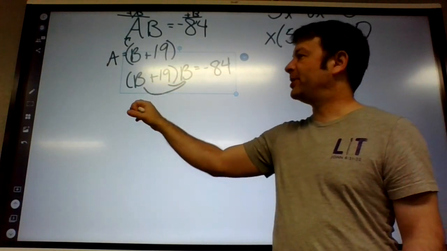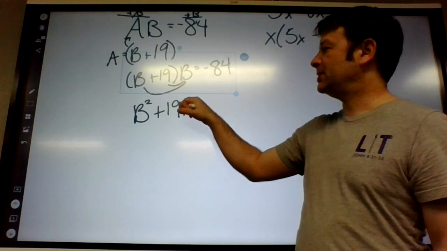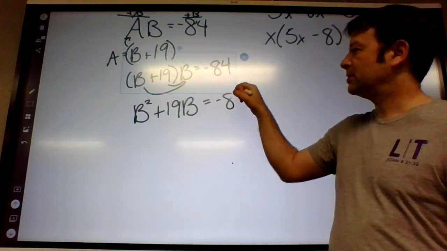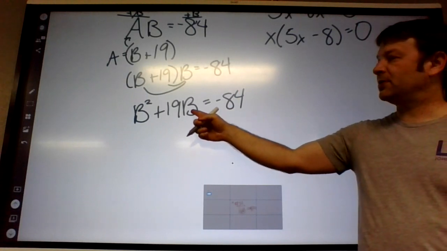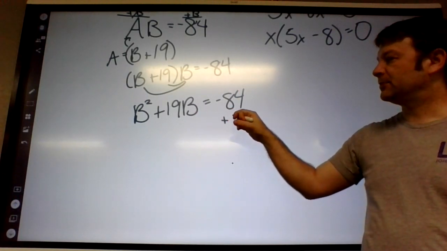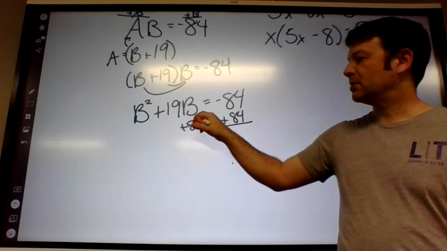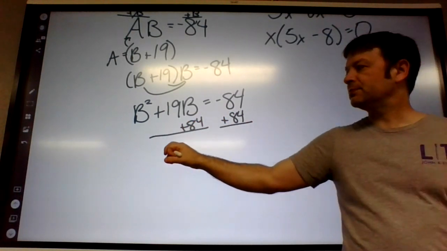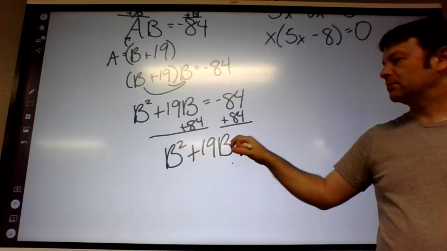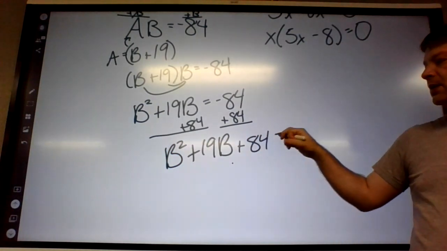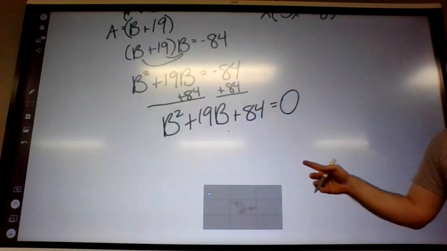So if I multiply those by b, I get b squared plus 19b. And then how do I get this over to the other side? Plus 84. Alright, now it looks like one of the problems we've been doing.